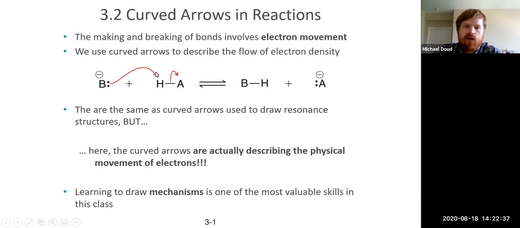And we already knew that. We know that this proton is going to be transferred from the acid to the base. As part of that, this hydrogen-A bond has to be broken, and that leaves us with a lone pair on A. So now we're showing the physical flow of electrons from the reactants to the products. As I mentioned, this is one of the most important skills in this class. That's why this lecture is going to be relatively short. There's going to be a lot of practice at the end of this, so you can work on that.